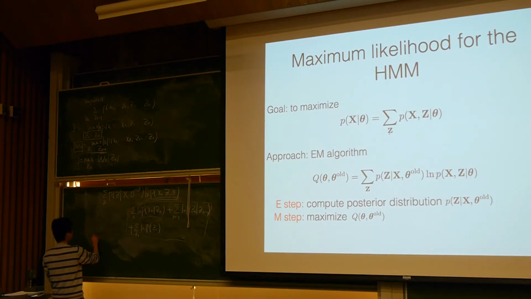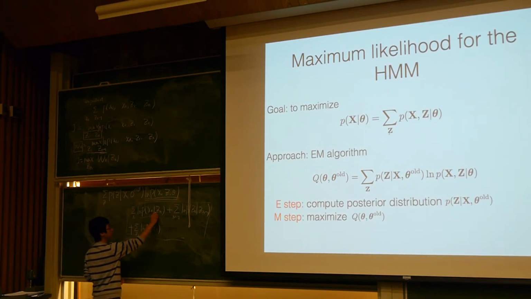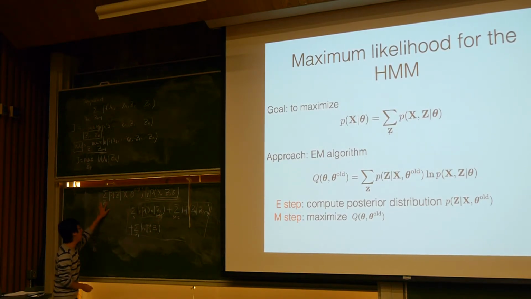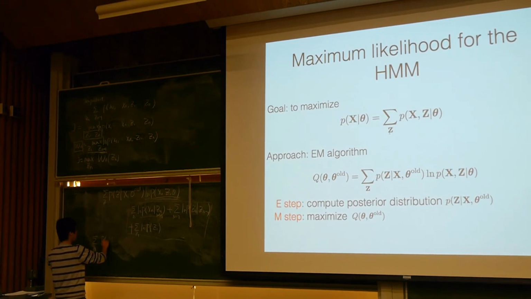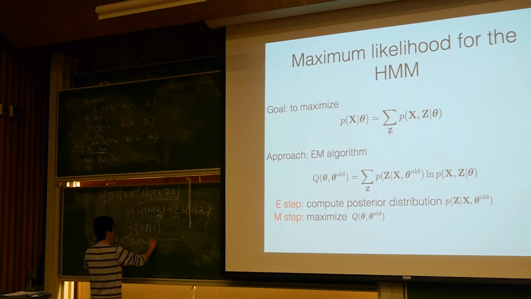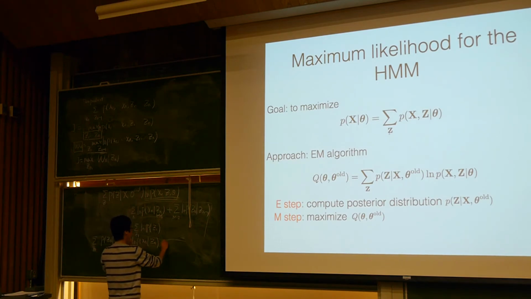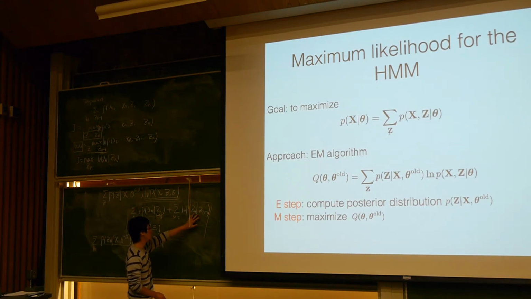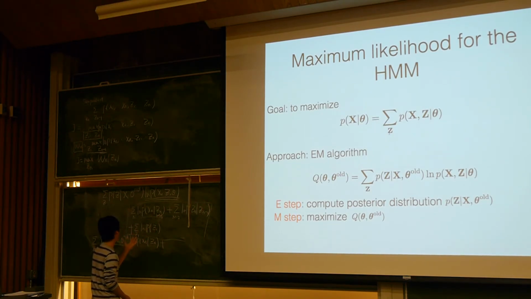Then for this part, since this only depends on Zn, the summation here is from Z1 to Zn. So we can ignore all those parts which have nothing to do with Zn. So it becomes this, the posterior distribution of Zn that we derived before. So this is the first term. The second term has something to do with Zn and Zn minus 1, so we only need to keep these two terms.